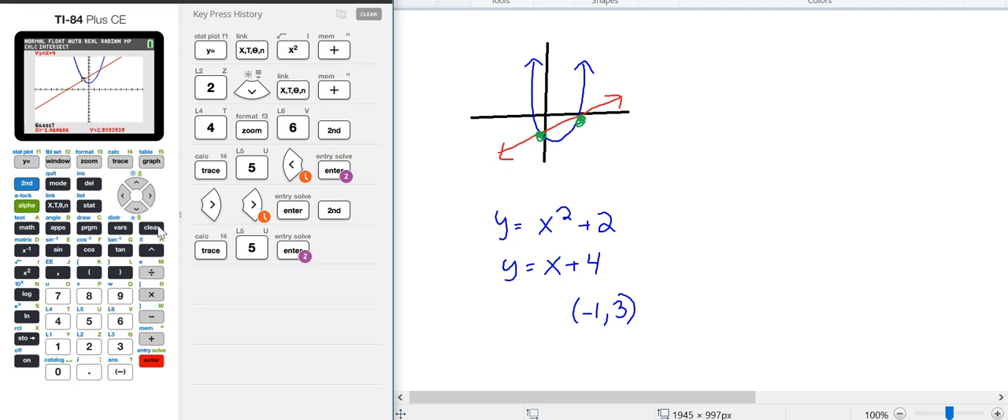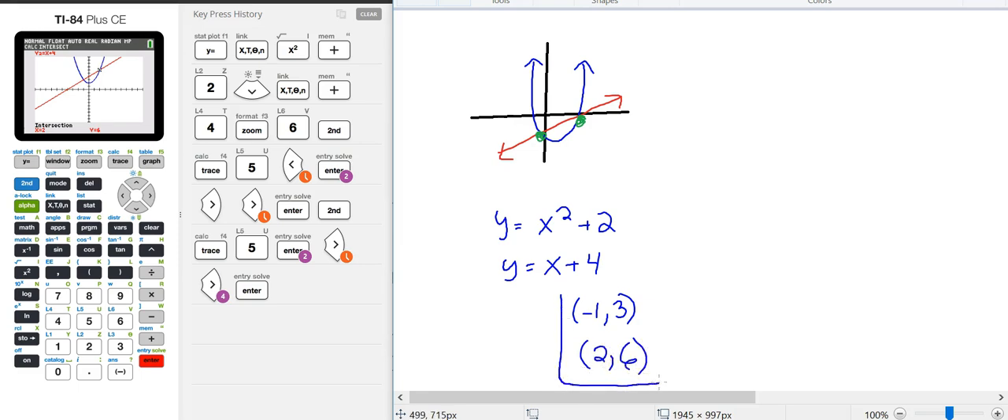So press enter. Now we want to guess, but now we want to find the other point. So we have to scroll over to the other point of intersection and press enter. And the calculator calculates for us that the other point of intersection is (2, 6). So these would be the two points of intersection of this parabola and this line.